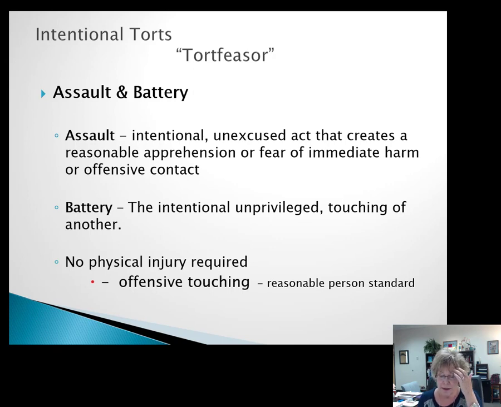All right, so let's go through some examples and see what you think. John threatens Sue by brandishing a knife towards her.